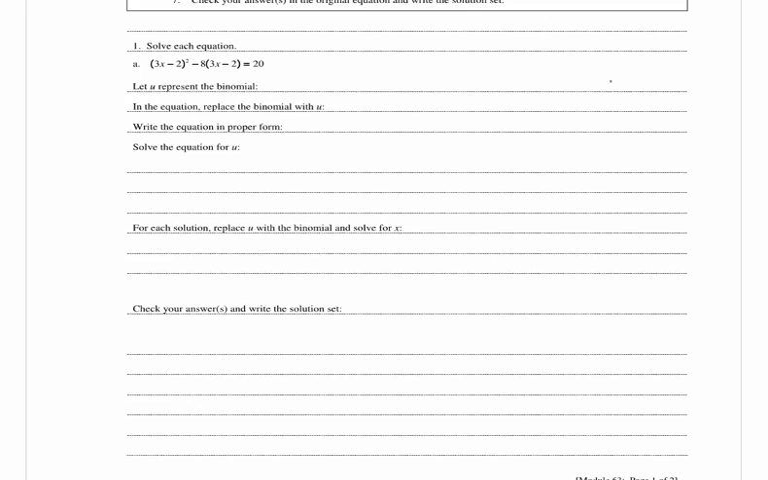And the first thing they want us to do is let u represent the binomial. So we're going to say that u is equal to 3x - 2. And then it says in the equation, replace the binomial with u. So we rewrite our equation as u^2 - 8u = 20. Now they want us to write the equation in proper form. In order to get it in proper form, we're going to subtract 20 from both sides. So we get u^2 - 8u - 20 = 0.